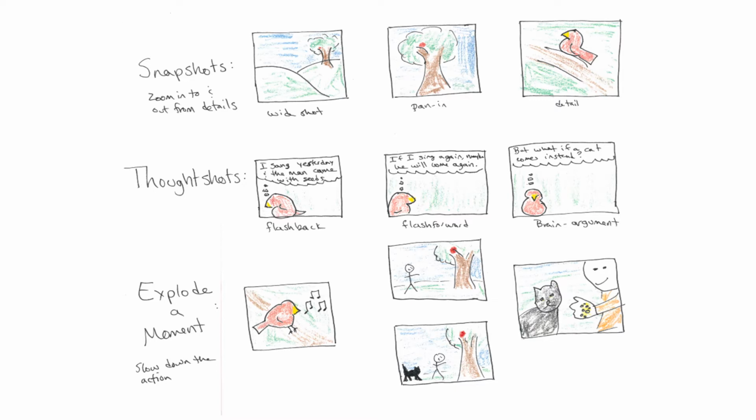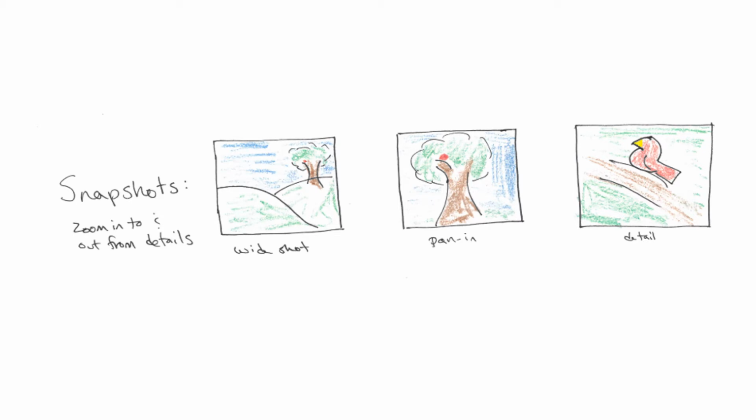So here is a little comic that I made using all of the techniques that they talk about in the Writer's Toolbox. Let me go through it one by one. So snapshots, this is the technique we learned about where we zoom into and out from details in a scene. So we begin with a wide shot of rolling hills with a tree. Oh, and look, there's a little bit of a red dot on that tree. Let's zoom in. We zoom in and we get a closer look at the tree, and we notice the little red dot is bigger. So we zoom in a little closer and we have a detail of a little red bird sitting on a branch.